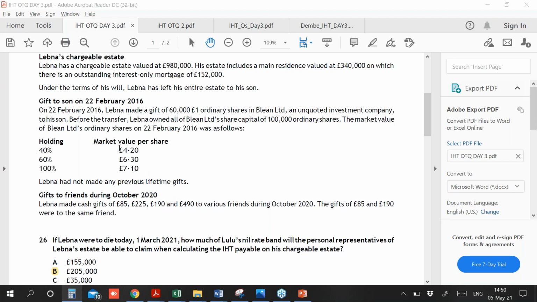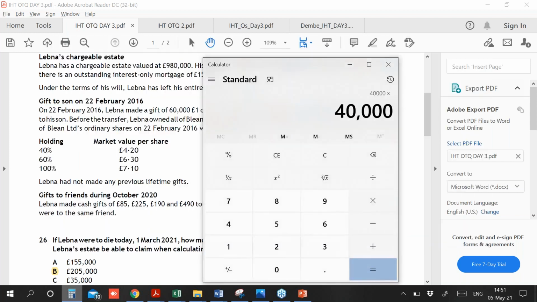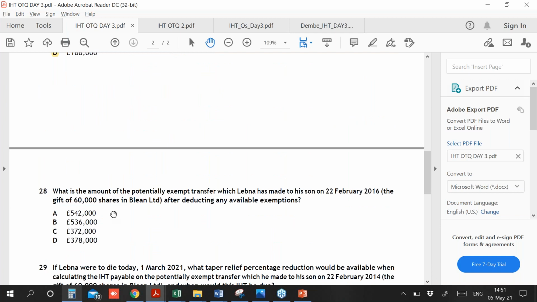Now at 40%, she must have 40,000 shares because the complete capital is 100,000 and 40% of that will be 40,000. 40,000 times 4.2. Let's see what 40,000 times 4.2 equals. It is 168,000. Now minus 710,000 to check what is the decline in wealth. 542,000 is the decline in wealth. Now guys, shall I answer 542 or is there any exemption that I need to deduct from it? Is A the answer?